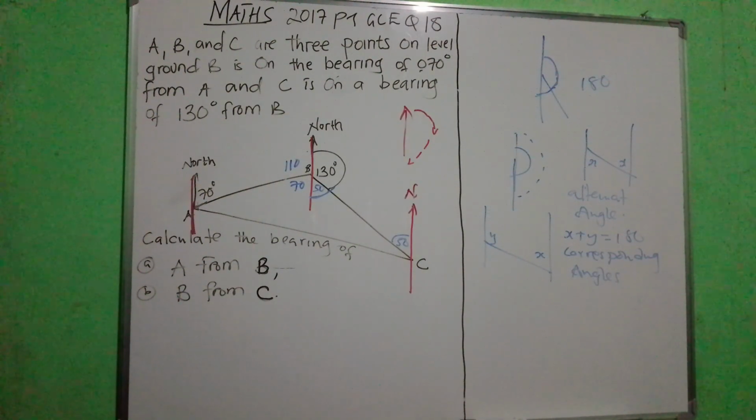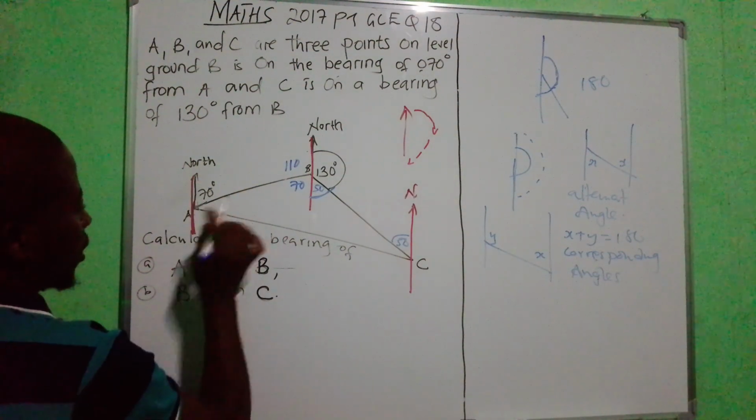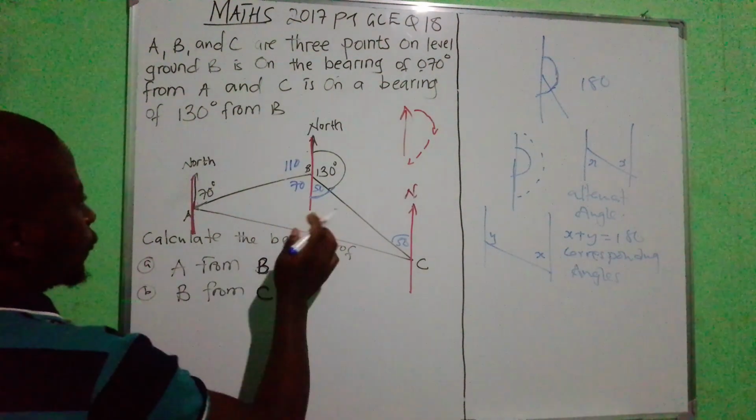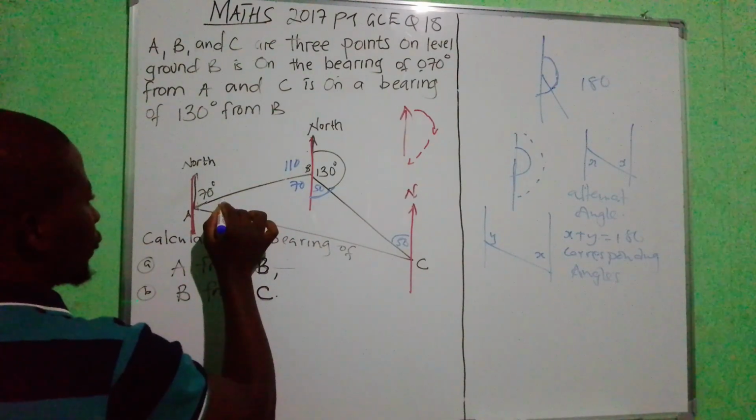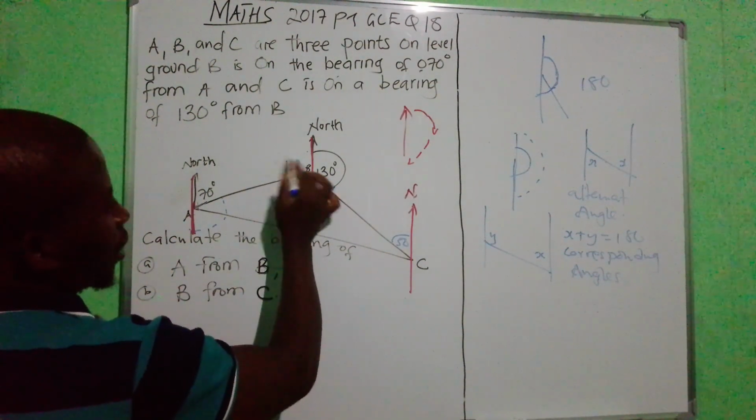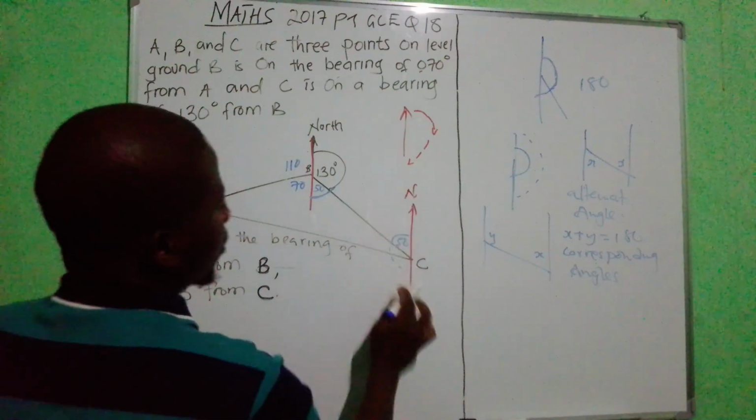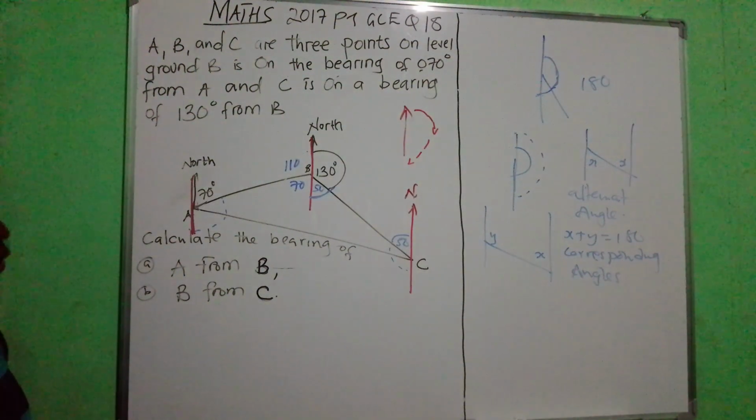So now we keep moving. If I have a 70 here, then I have to know which angle is from here up to here. I have a 110. These are called the alternate angles. The angle that is from here coming here is this 130. So now we go to the questions.